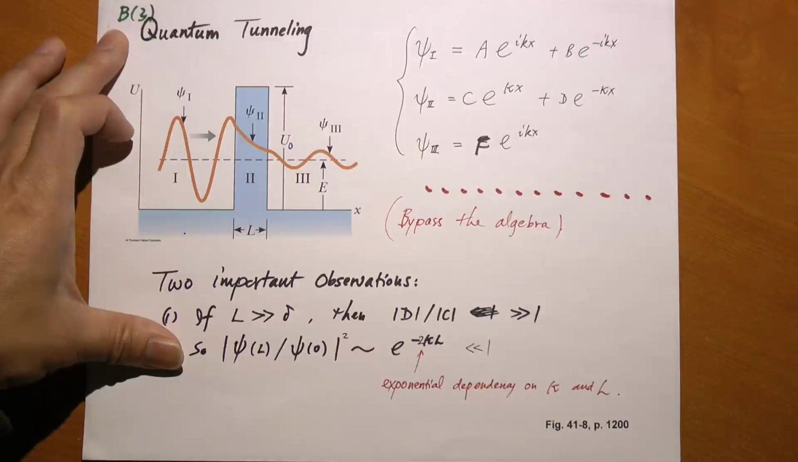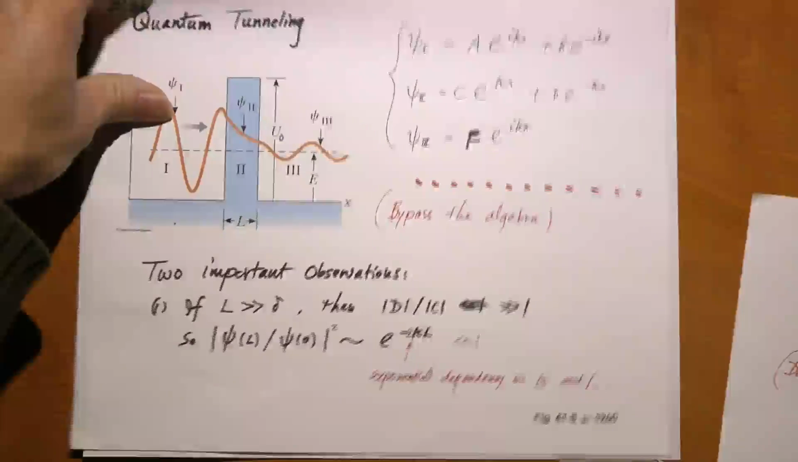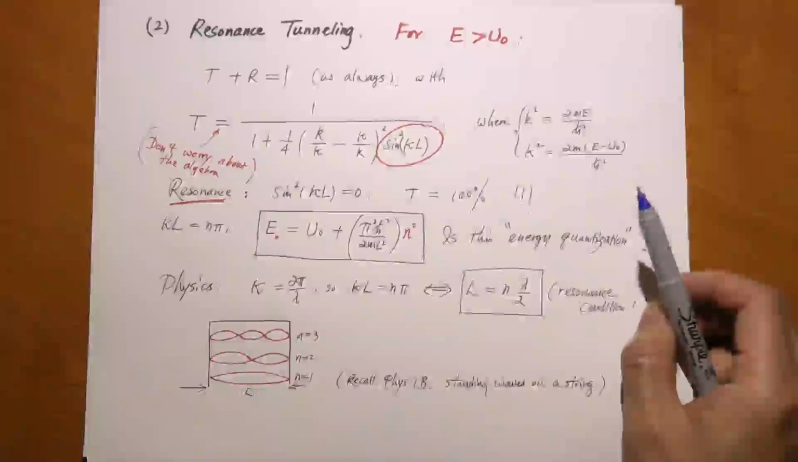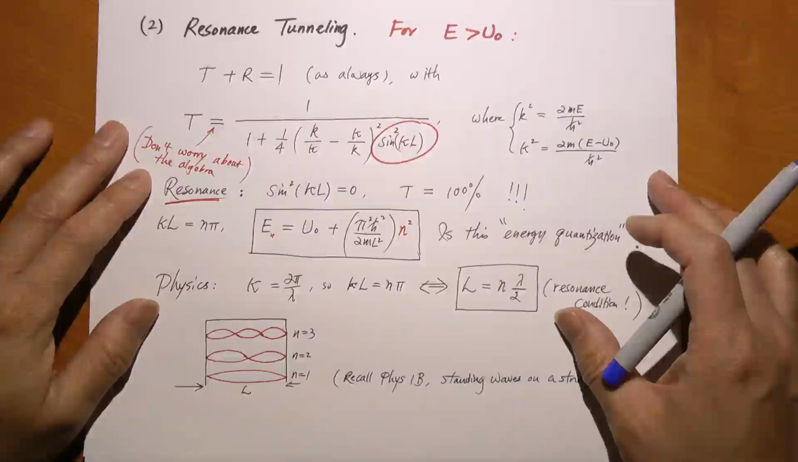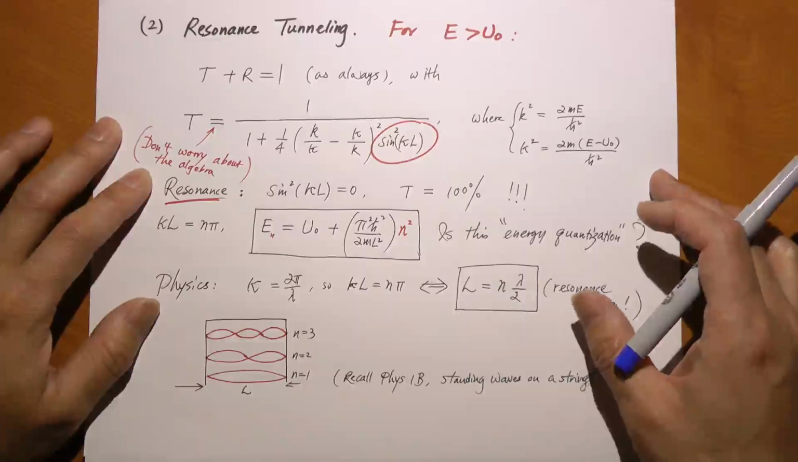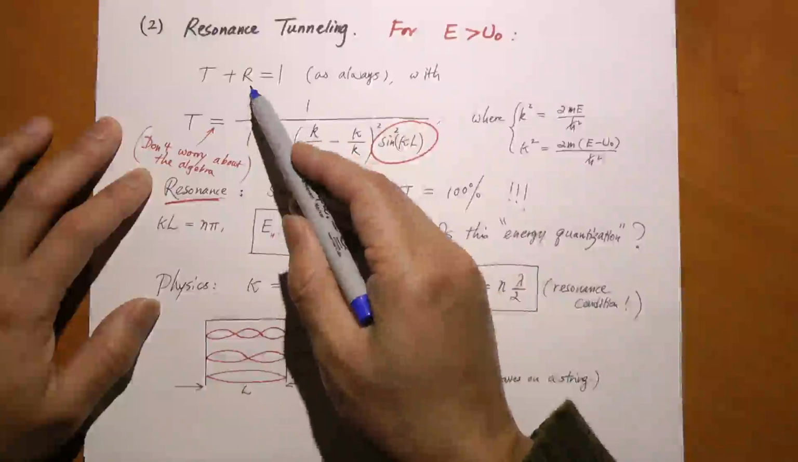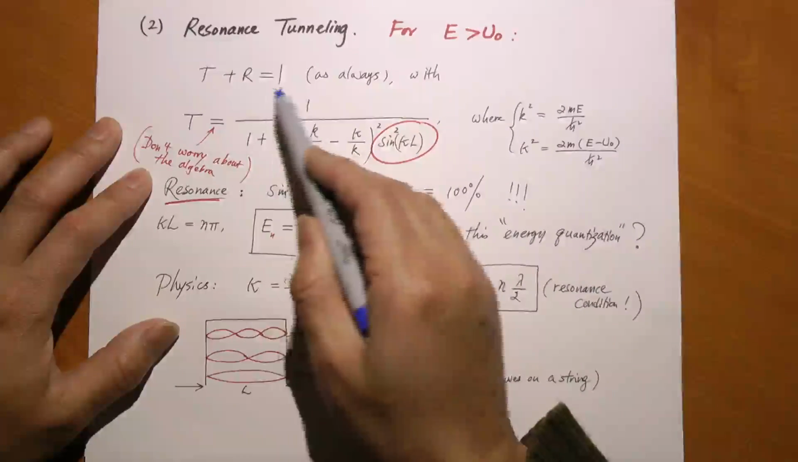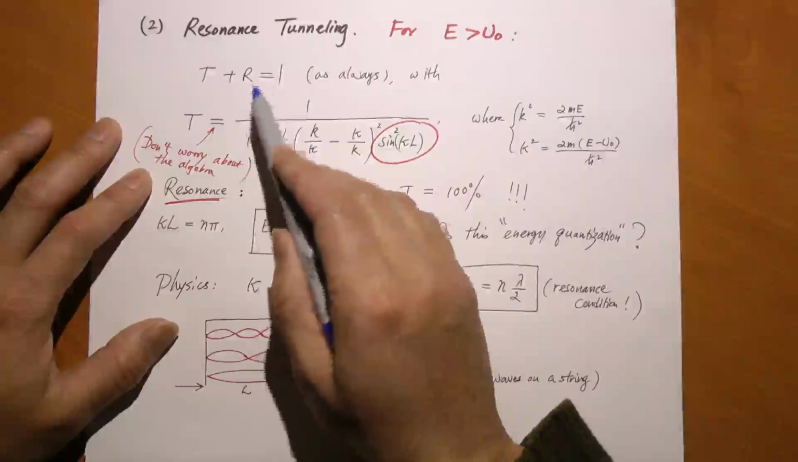But we want to explore the issue of so-called resonance tunneling for this particular case. Here is the issue of resonance tunneling. Again, only true when E is greater than U naught. If you did the algebra, basically just observe the boundary conditions for both x equal to 0 and x equal to L, then you do all the calculation for T and R, transmission and reflection coefficient, you will get T plus R equal to 1, just as before.